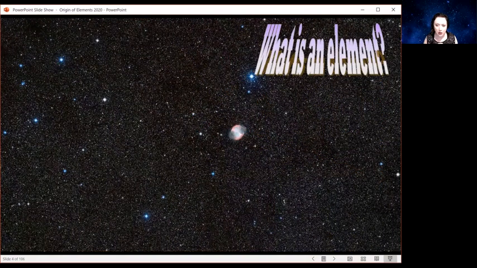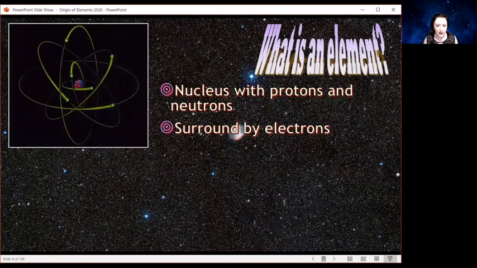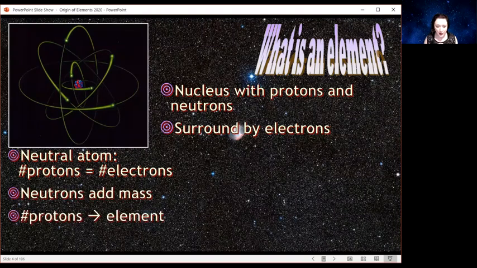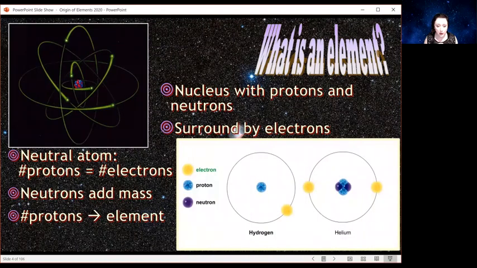Before we can do that, we need to talk about what an element is. So an element is the smallest unit of something that still contains a chemical identity. So what we have is a nucleus that's got protons and neutrons, and it's surrounded by electrons. A neutral atom has the same number of protons as electrons, but an atom can lose its electrons and still be the same element, and so we don't use the electrons to define what the element is. Neutrons just add mass. So the protons are what we use to define what an element is. The number of protons defines the element.